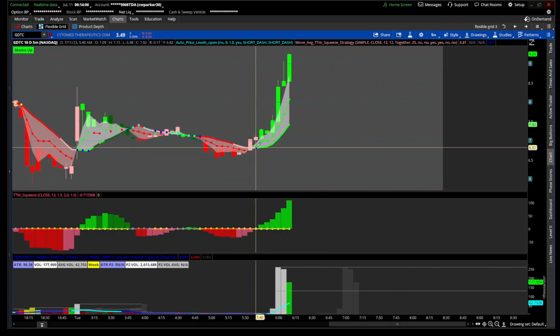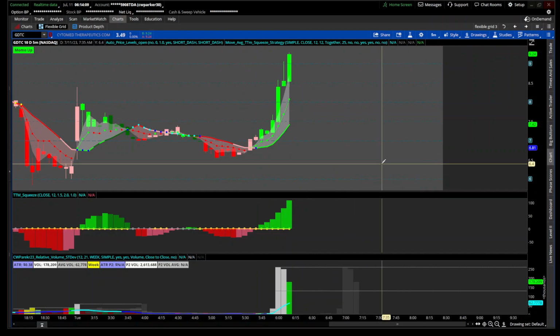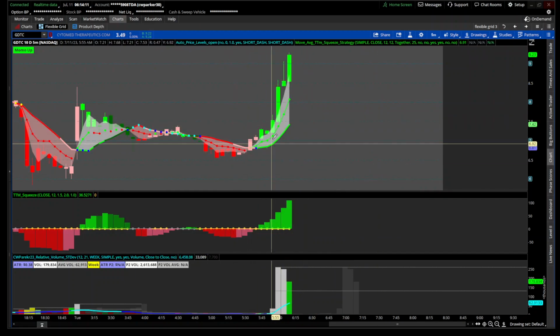And you can see right here, you had a small squeeze and it pushed above. But for the most part, it's going to color the bars like this.